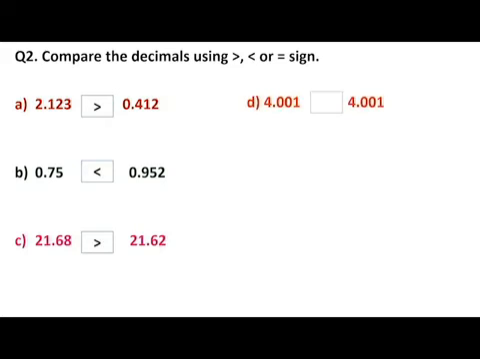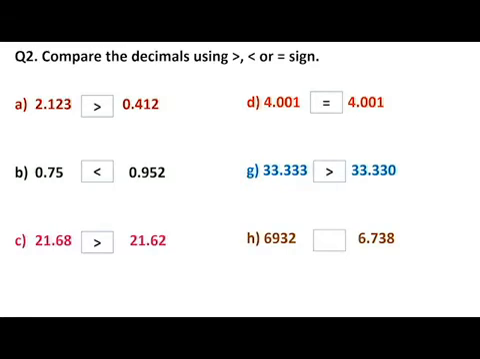Similarly, we go for 4.001 and 4.001. Both are having equal numbers, the same numbers, that means they are equal. Next question, 33.333 and here 33.330. You see the whole number part is the same in both. So we'll go for the decimal places. The tenths and hundredths places are again the same in both, but in the thousandths place, here it is 3 and here it is 0. That means 33.333 is the bigger number.